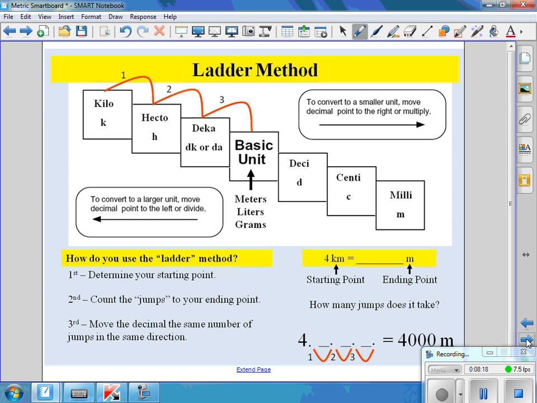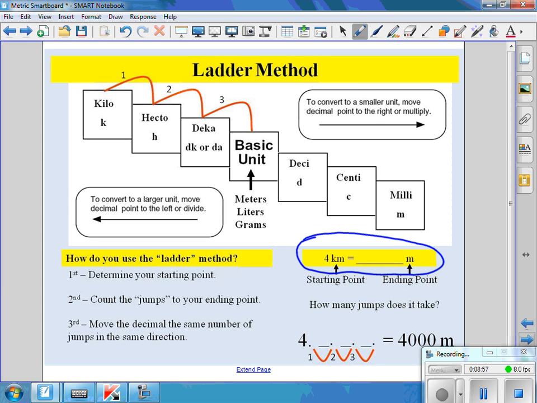Now, how to convert between the prefixes. This is called the ladder method. And if you know how to count to 6, because that's the most you'll ever have to count to on this chart, and you know the difference between your left and your right, then you'll be able to do the ladder method. The hardest part is finding your starting point and your ending point. So let's look here at this problem. 4 kilometers, and I want to know how many meters are in 4 kilometers.